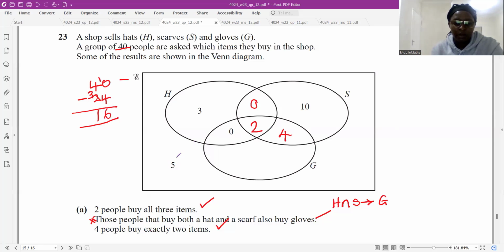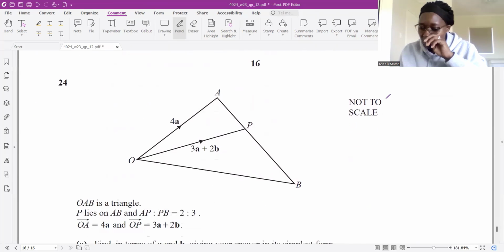So 16 cannot be in the universal set because already we have 5 that are represented out there that are not buying anything. So the 16 are going to be buying gloves like that. So that is how we represent this. Okay, let's see number 24.